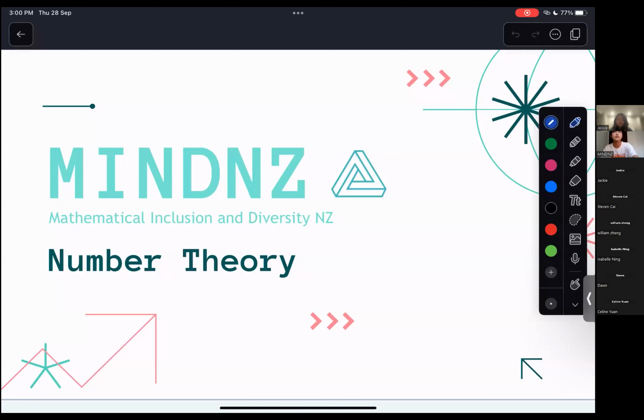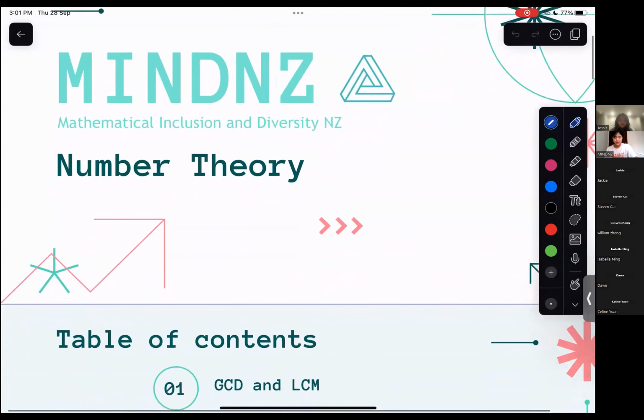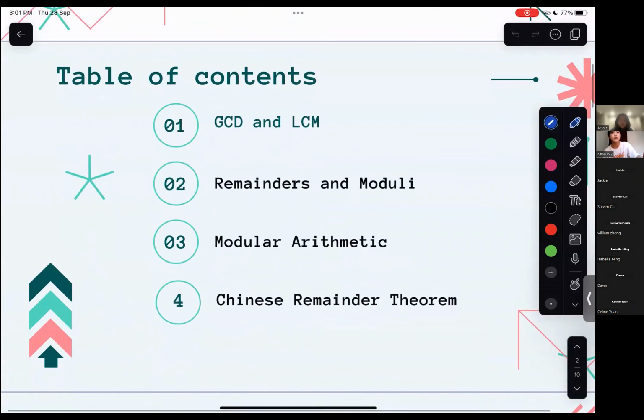Okay, cool. So today we're going to be talking about number theory. If you guys have been following along with program 1, you might already have learned a little about number theory, but we'll go over it in a bit more depth and then discuss some other things that we use in number theory. Today we'll be talking about GCD, LCM, which I'm pretty sure you guys are aware of, and then we'll talk about remainders and the modulo system. Then we'll talk about some basic arithmetic, modular arithmetic, and then the Chinese remainder theorem.